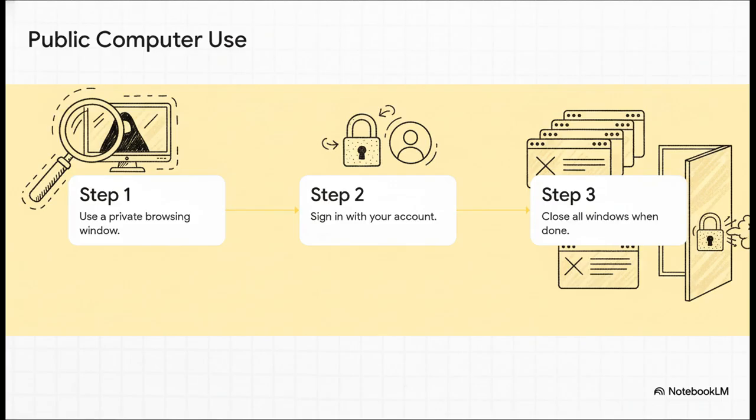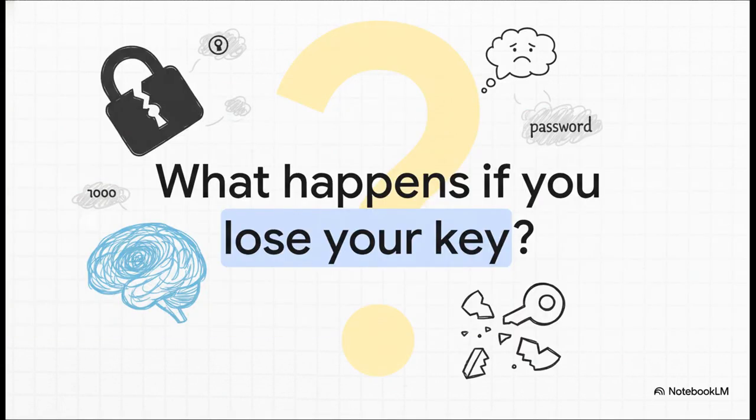A private window doesn't save your browsing history or your cookies or any site data after you close it. So when you're done, your entire session gets wiped clean. It's kind of like making sure the door locks automatically behind you when you're in a place you don't really trust. But what if the security problem isn't the computer? What if it's you? What happens if you actually lose the key itself?